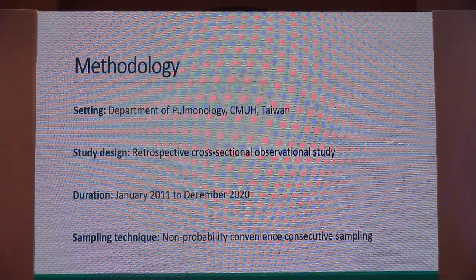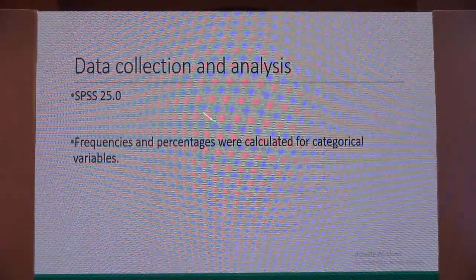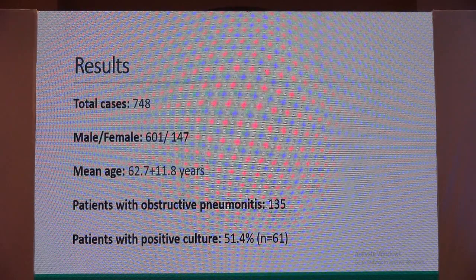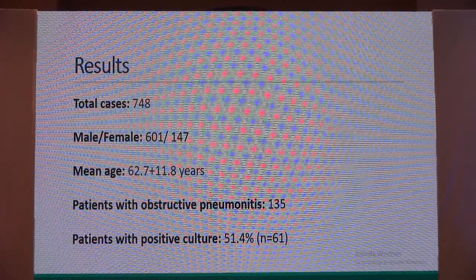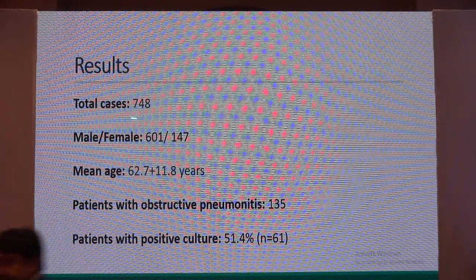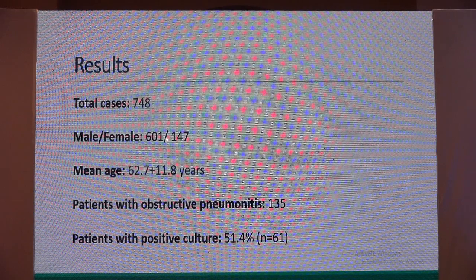This was the setting, retrospective. This is the time duration, with non-probability convenience consecutive sampling, and only frequencies and percentages. Mean and median were calculated for numerical data. Total cases of malignant airway obstruction in these 10 years were 748. This is the gender distribution, and this is the age distribution.